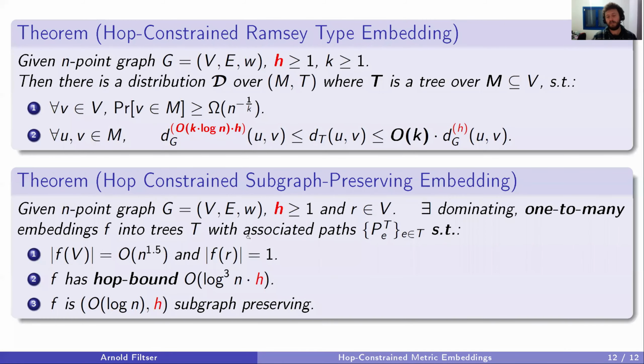So just to wrap up, in this paper we have 2 major embedding results. So first was this Ramsey type embedding, where we have this kind of trade-off between hop distortion and distortion, and only a subset was embedded. And the second one was this subgraph preserving embedding, which proved to be very handy.